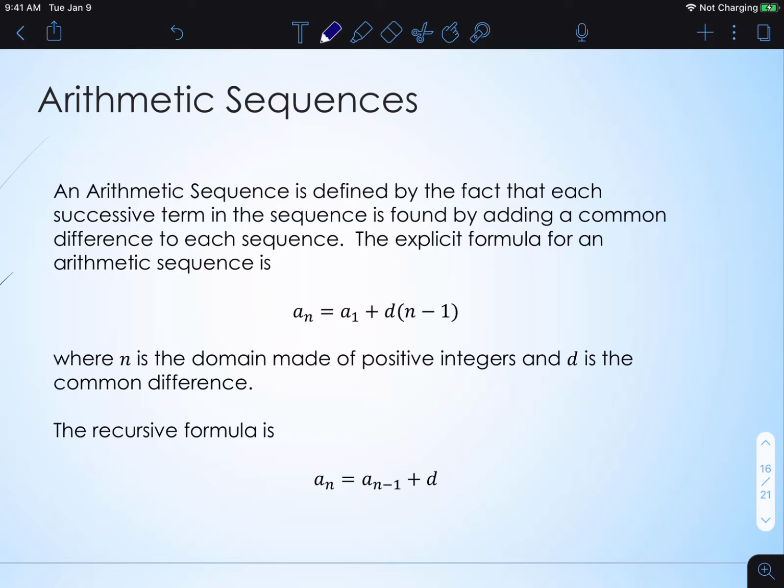The recursive version of this arithmetic sequence would be, if I wanted to know what a sub n was and I know what a sub n minus 1 is, then it would just be a sub n minus 1 plus my common difference d.